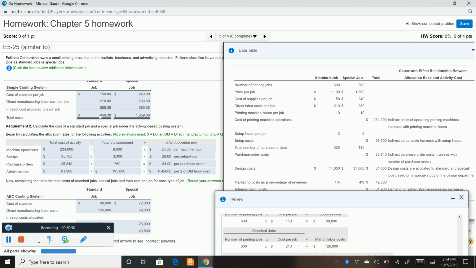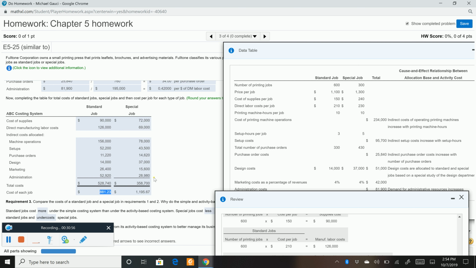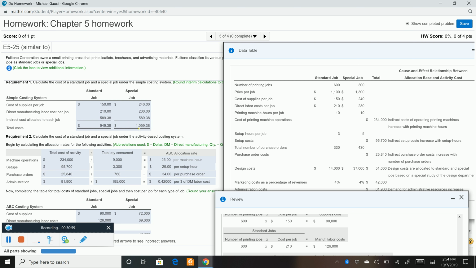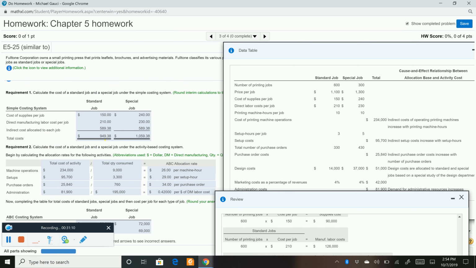Let's compare that to the original. What did we do? The standard job, we said $949.38 compared to $881.23. We were overcosting. And the special job, originally, $1,059, using activity-based costing, $1195. We were undercosting. So the standard job, we were overcosting. The special job, we were undercosting. This makes a huge deal in all sorts of management decisions, including, even more than this, but including how much we decide to price our inventory to our customers when they buy it.